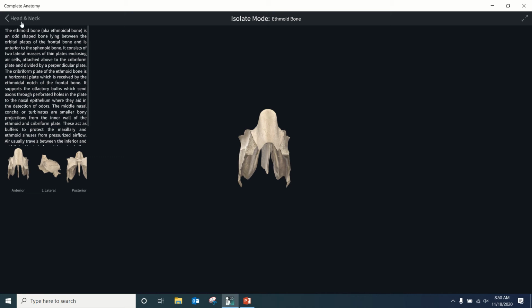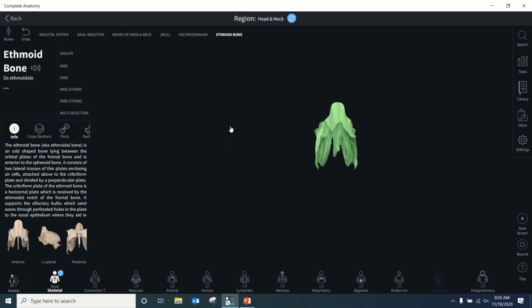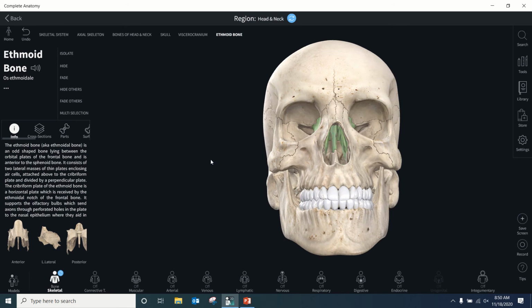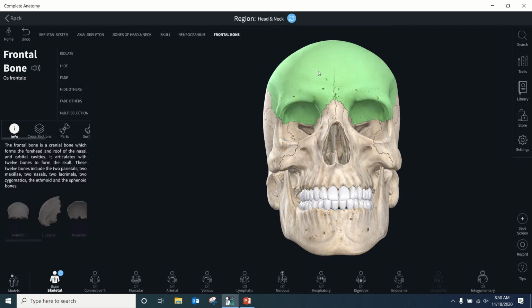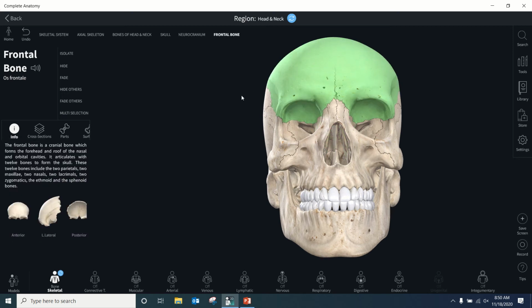So that's the ethmoid bone. And then we'll put the skull back together. So that's the first one. Then from the ethmoid bone, we're going to move on to a really obvious, easy one, and that's our frontal bone. And so you can see the frontal bone there.